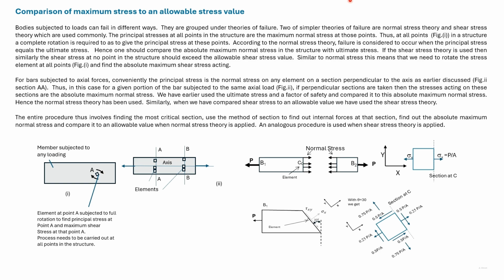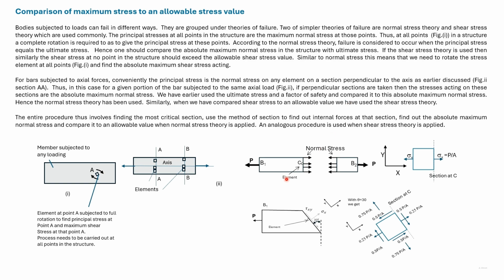We have earlier mentioned that we have already used the normal stress theory. So now we'll show how we have used the normal stress theory. This is a bar subjected to axial load, and we have taken a section perpendicular to the axis of the bar and found out the stresses acting. An element aligned with the section, when considered, is subjected to only one stress, which is sigma x, and is given as P divided by A.